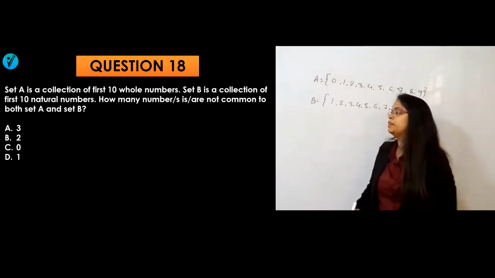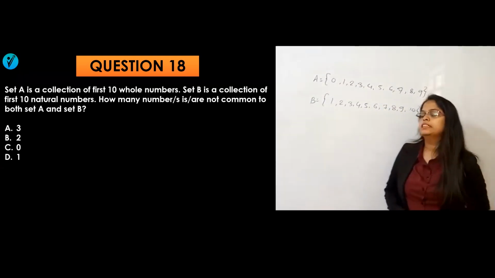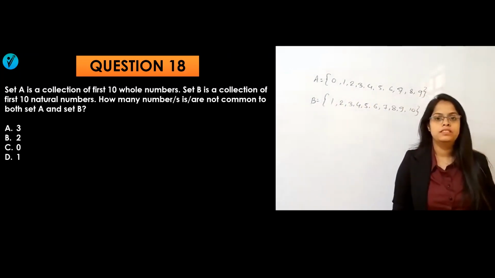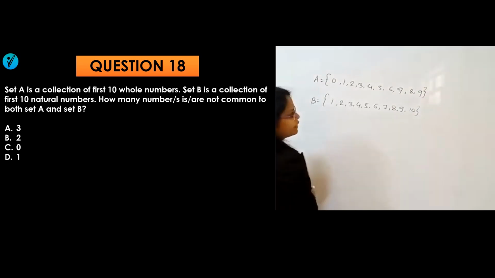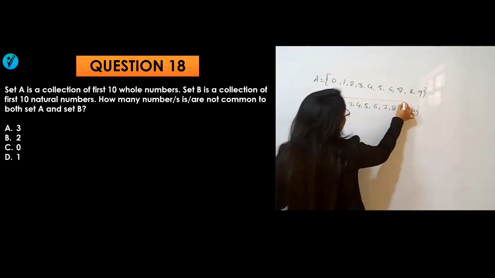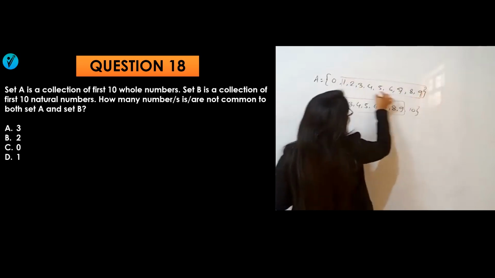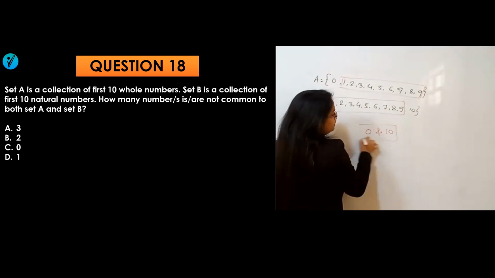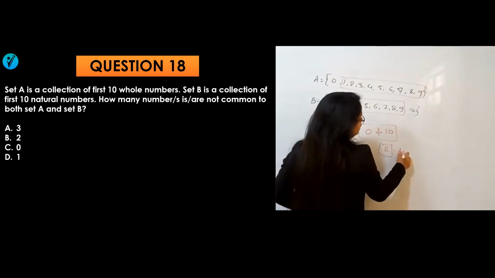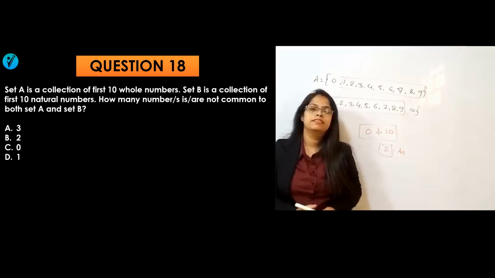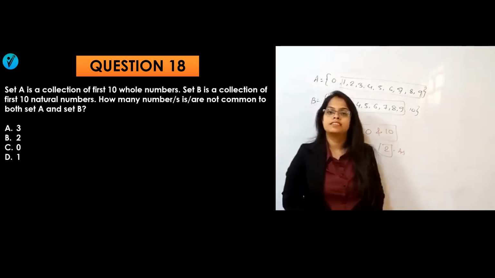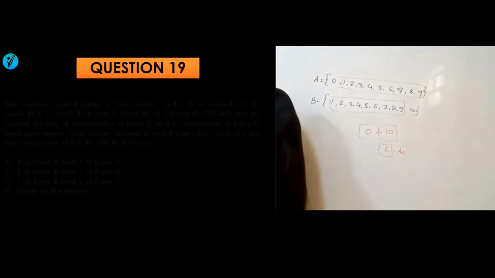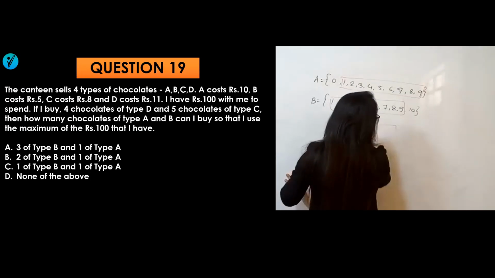Then they are asking how many numbers are not common in both of these sets. Which numbers are not common? We can see 1 to 9 is common, right? You can see 1 to 9, 1 to 9. This is the common one. So which are not common? Not common are 0 and 10. So how many numbers are not common? 2. So your answer will be 2. So option number B is the answer. Most important question from the TISSNET exam point of view. So 2 will be the answer. I hope you understood. Now let's go for the next question, question number 19 is here.